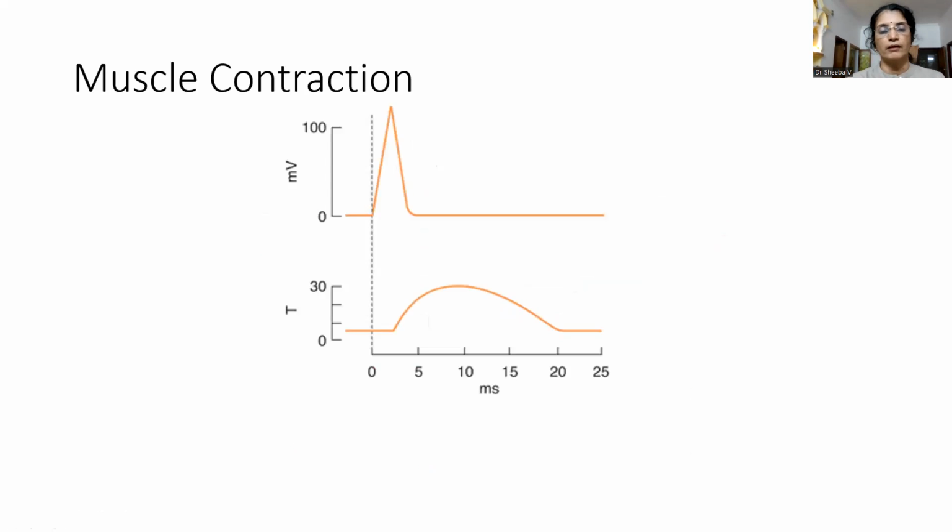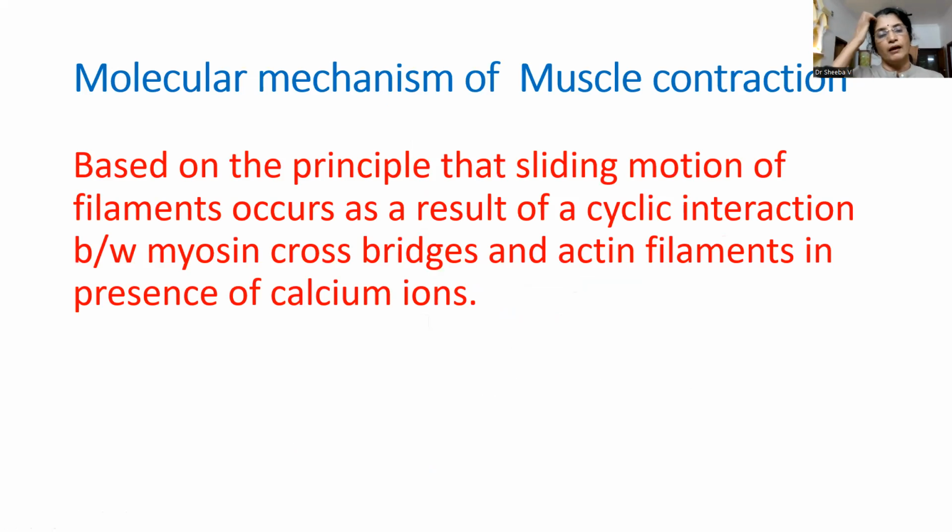Next, we can see muscle contraction by excitation contraction coupling. The molecular mechanism of muscle contraction is based on the principle that the sliding motion of filaments occurs as a result of cyclic interaction between myosin cross bridges and actin filaments in the presence of calcium ions. Let us see how it works.